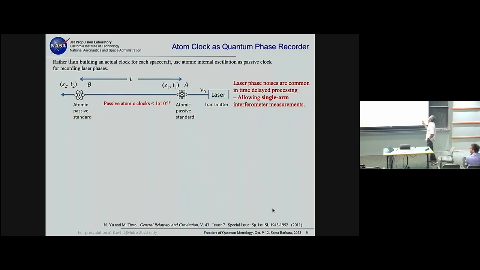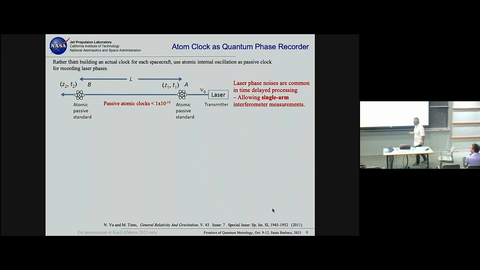This allows you to really do a single-arm interferometer rather than a two-arm interferometer. So in reality, everything else aside, if you have a 10⁻¹⁹ or better clock, all that allows you to do is a single-arm interferometer. Especially since a gravitational wave is a quadrupole field, you may actually get some gain from two arms. And of course, space flight is expensive, so you can make two satellites rather than three, which would be cheaper.